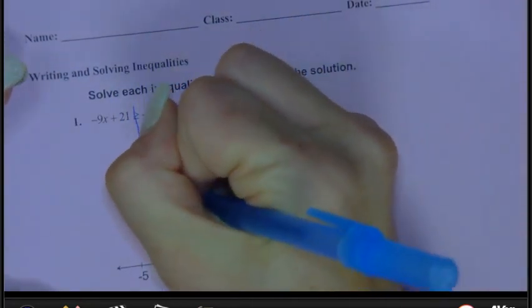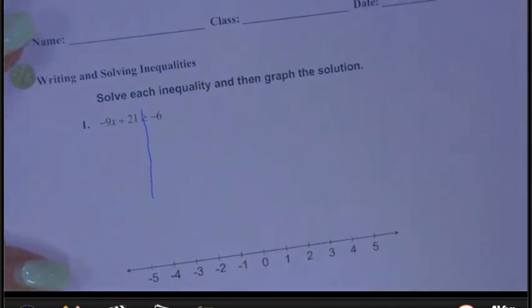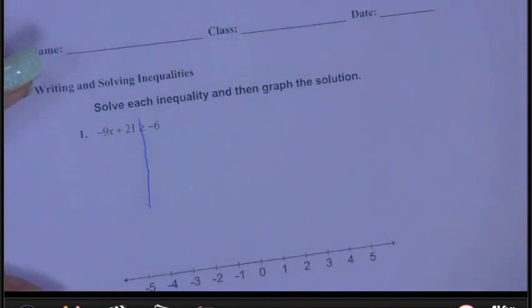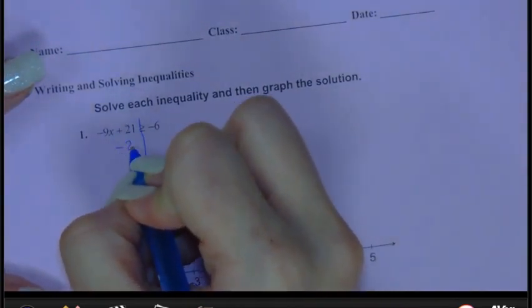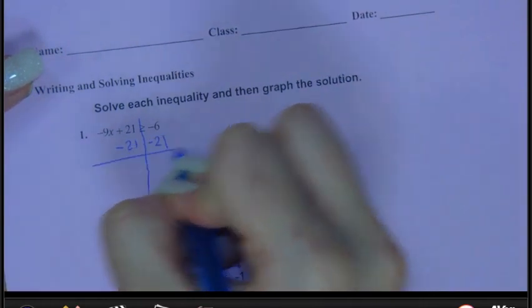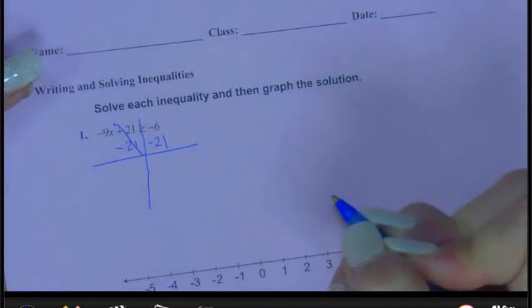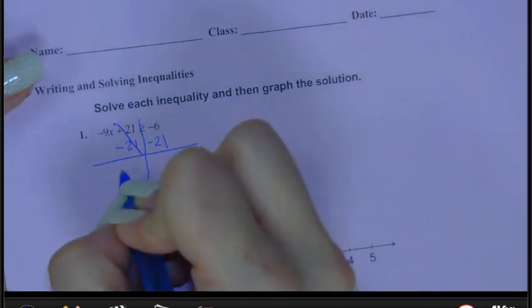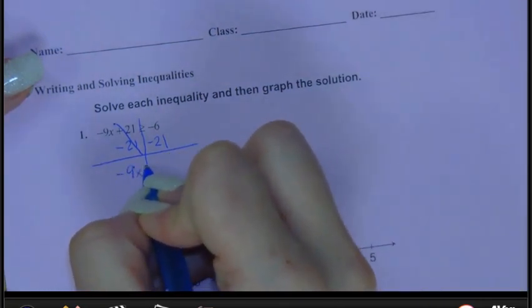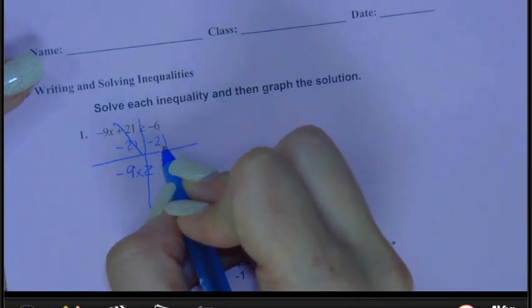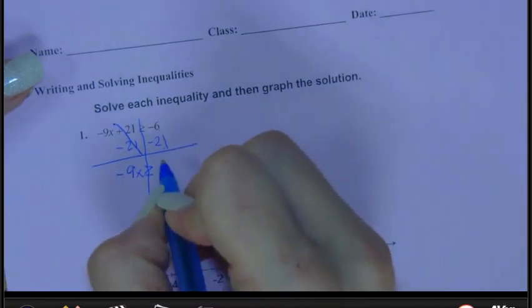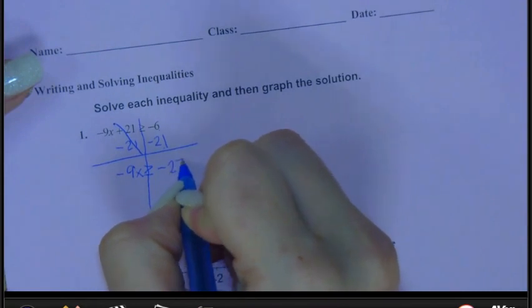All right, so I'm going to solve an inequality the same way I would solve an equation. So I'm going to draw a line down the middle, and I'm going to do the opposite of what I see. So I see that I'm adding 21 first, so I'm going to subtract 21 on both sides. Positive 21 and negative 21 cancel out to 0, and I'm left with the negative 9x is greater than or equal to, well, I start at negative 6, and I'm going 21 more into the negative. So that means I landed on negative 27.